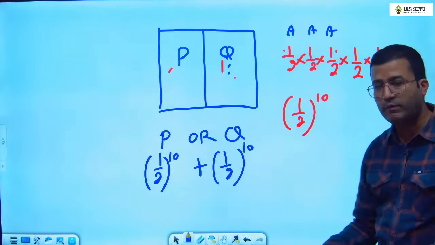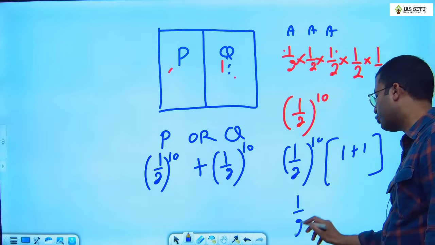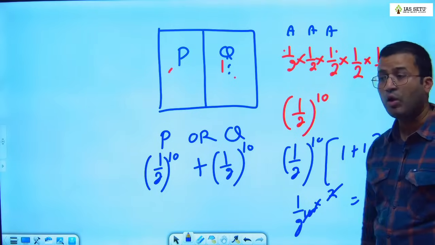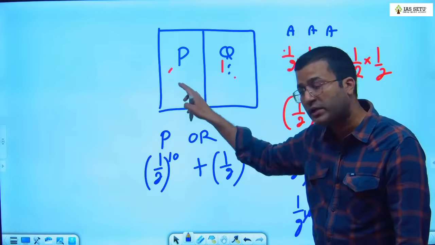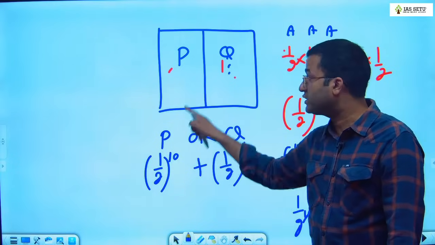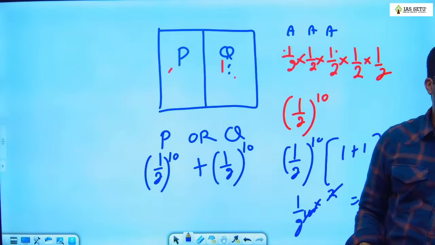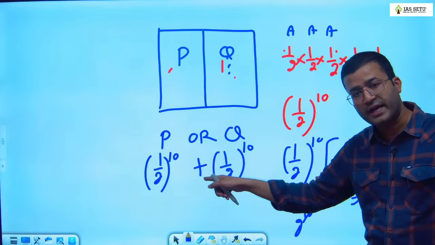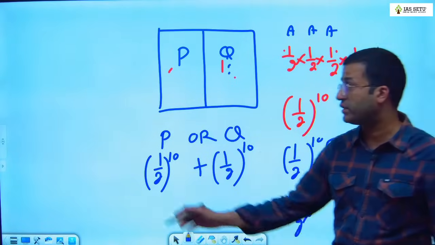Take 1 by 2 to the power 10 common. 1 by 2 to the power 10 into bracket 1 plus 1. 1 by 2 to the power 10 into 2, one 2 will cancel. 1 by 2 to the power 9. It would have been 1 by 2 to the power 10, but no particular half is mentioned. All the 10 particles can be in P or all the 10 particles can be in Q. What is the probability that all the 10 particles are in P? 1 by 2 to the power 10. What is the probability that all the 10 particles are in Q? 1 by 2 to the power 10. So 1 by 2 to the power 10 plus 1 by 2 to the power 10. If you solve this, you get the answer 1 by 2 to the power 9.